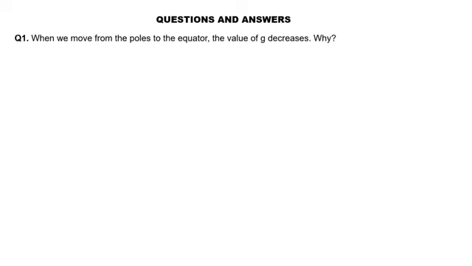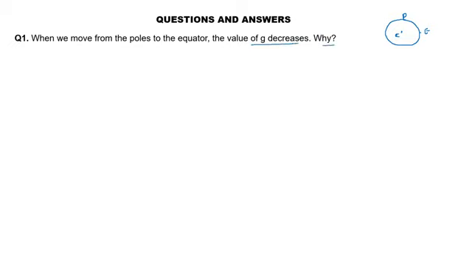Now coming to the question answers. When we move from pole to equator, so let me draw this. This is the pole, and this is the center of the earth, and this is the equator. When you move from pole to equator, the value of g decreases.